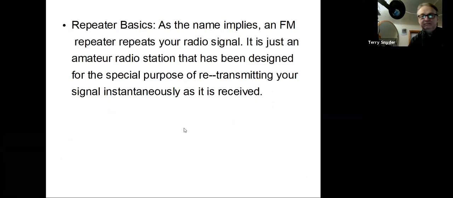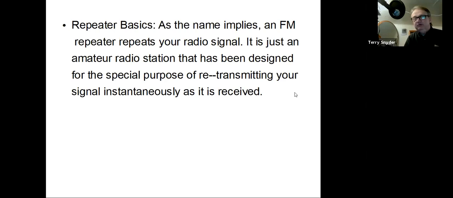Now let's go to a little bit of the basics of it. As the name implies, an FM repeater does repeat your radio signal. It's just a ham radio station that has been designed for the special purpose of retransmitting your signal instantaneously as it's received. So when you key it up, you're not hearing.